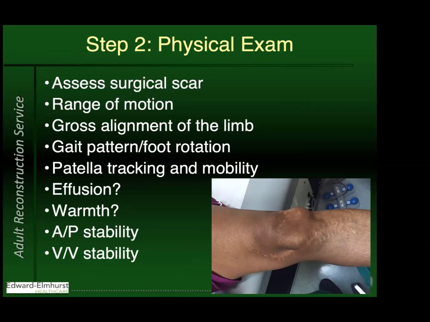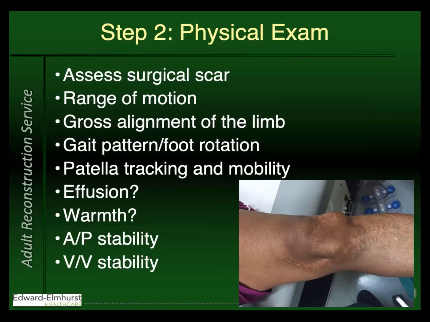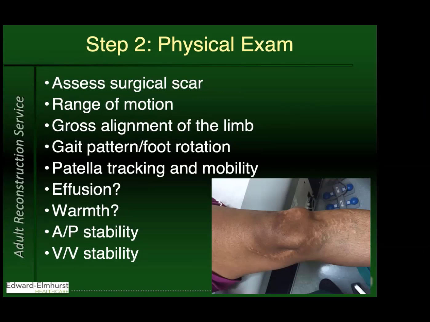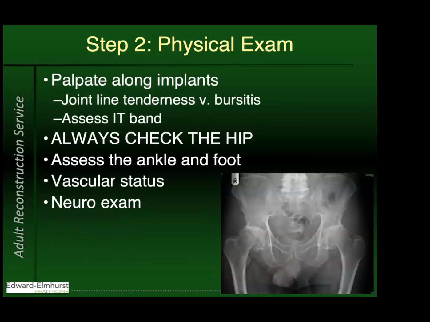Onto the physical exam, we want to assess the surgical scar, look at the range of motion, check out the gross alignment of the limb, look at their gait, see if their foot is rotated internally or externally to maybe give you a hint to the rotation of the components. Look at the patella tracking to see if it's subluxing as they're flexing and extending. Check for effusion, warmth, and then obviously instability as you go through. Again, you just want to have a nice algorithm. Go through your physical exam slow and steady so you walk out of the room with a potential diagnosis.